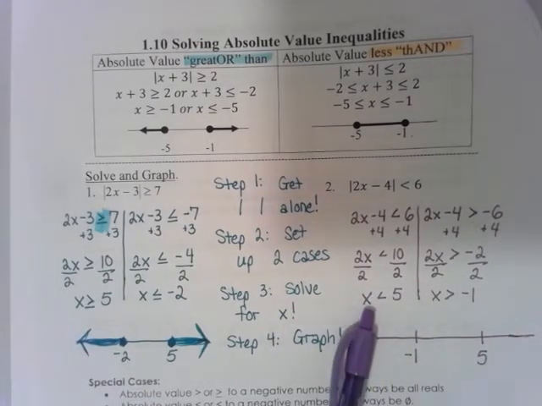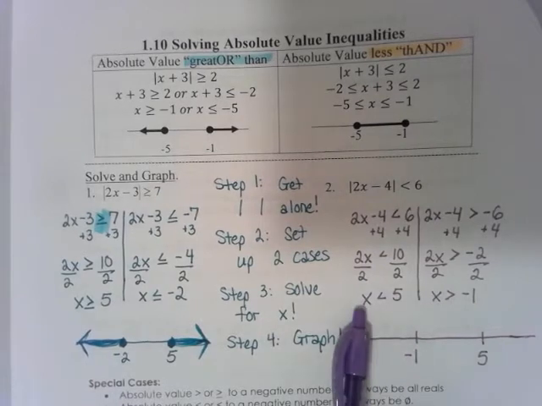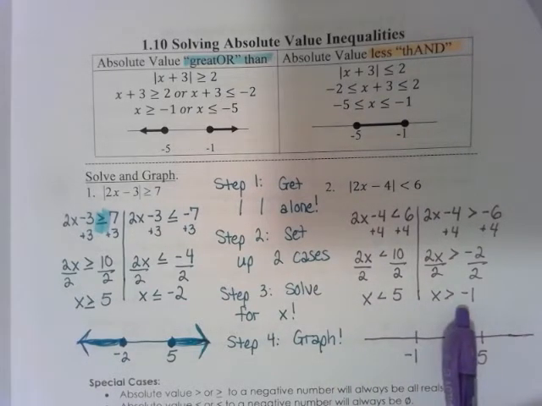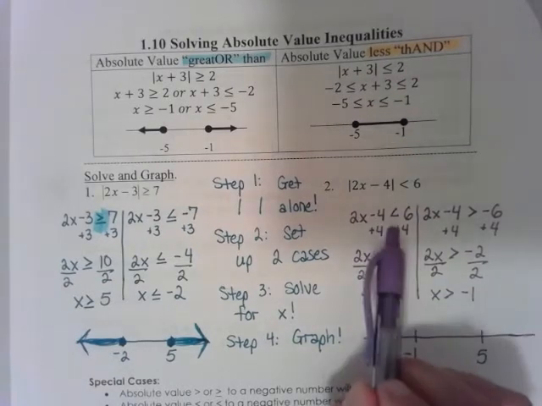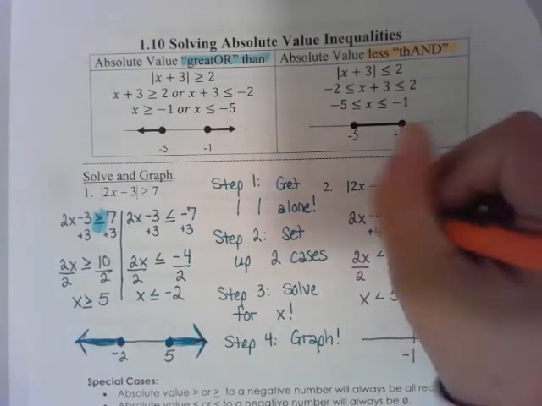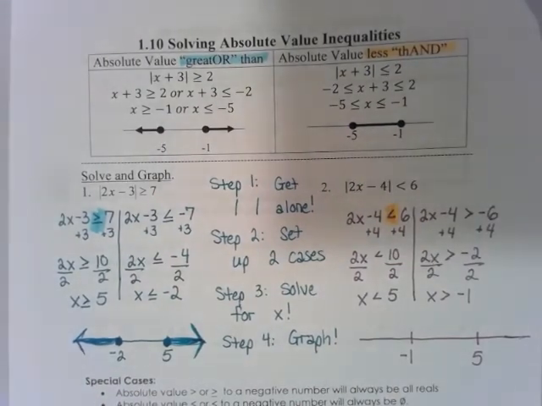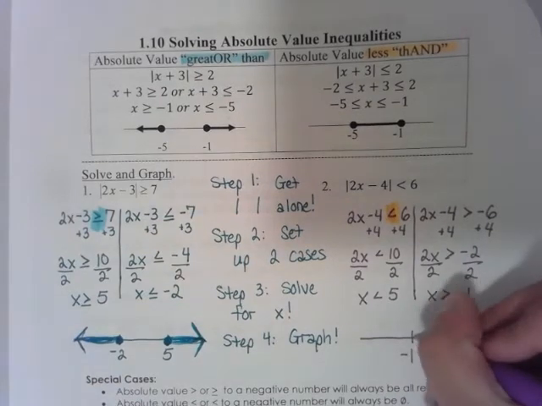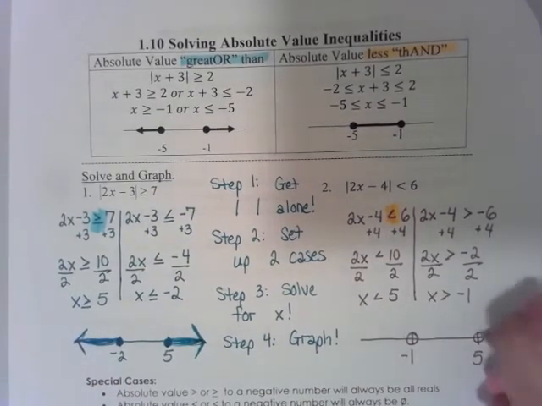I want x values that are less than 5 and x values that are greater than -1. Because my sign right here is a less than sign, that means that I'm going to be coloring in between these 2 points. Since it's just a less than and a greater than sign, I'm going to use an open circle for each one of these.